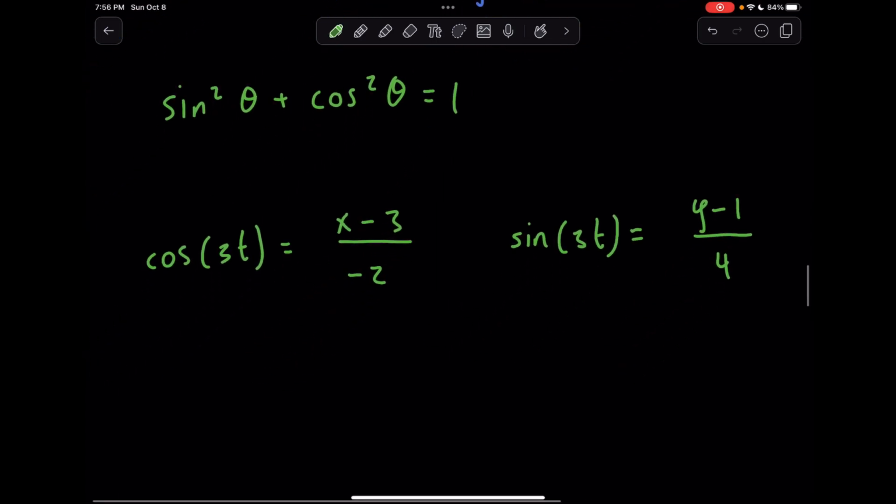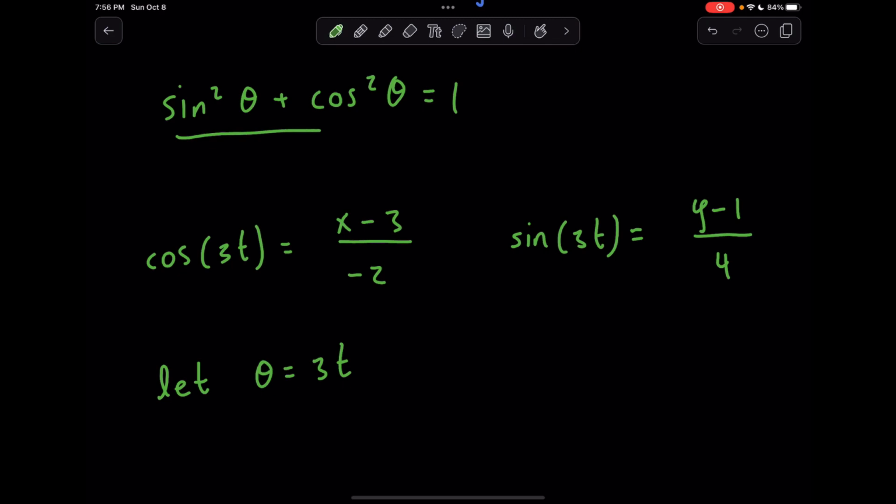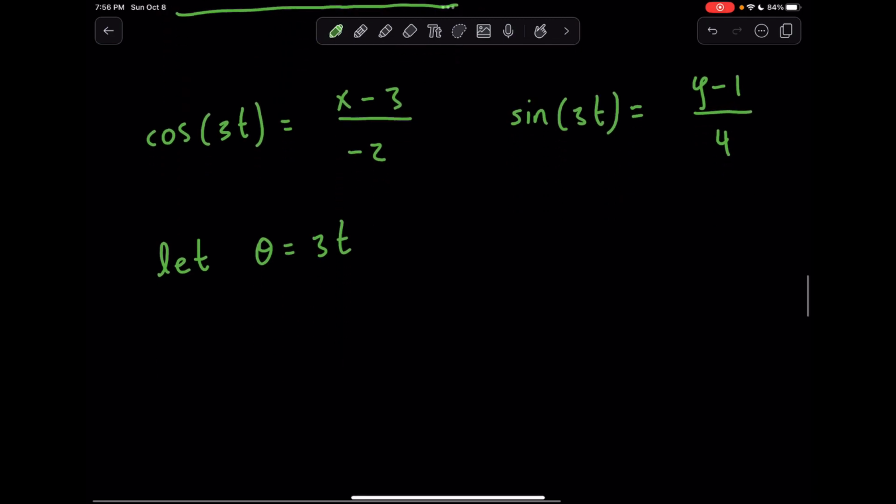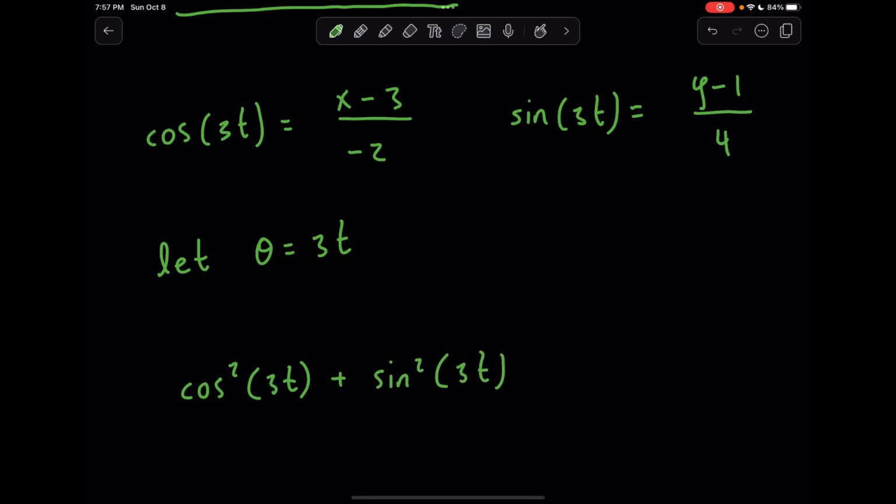Now, we can let theta equal 3t. So now let's rewrite this trig identity. We can say that cosine squared of 3t plus sine squared of 3t is equal to 1.